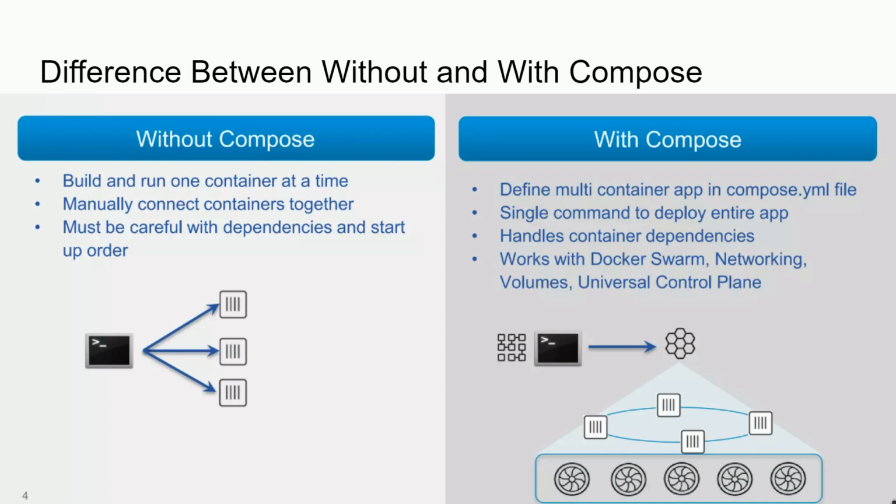With Compose, you define the multi-container app in a compose YAML file, and a single command deploys the entire app. It handles container dependencies, and works with Docker Swarm, networking, volumes, and Universal Control Plane. So these are the characteristics of Docker Compose. Simply, you run a single YAML file, and it will create and deploy the whole multi-container application using a single command. Also, the dependencies which we have defined in Compose automatically interlink the different containers.